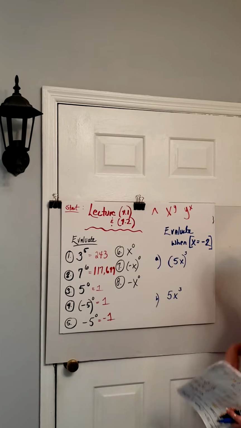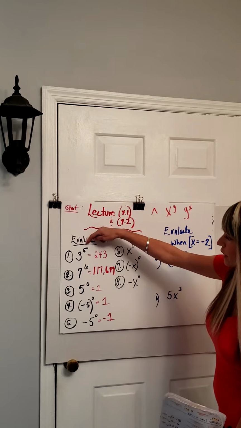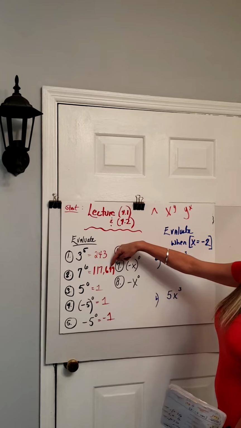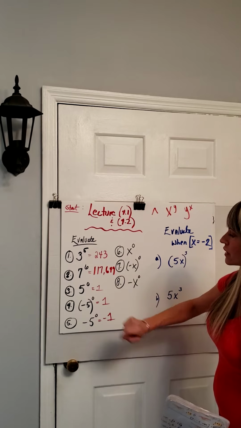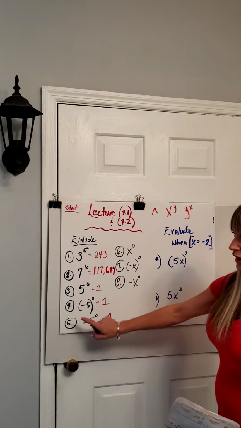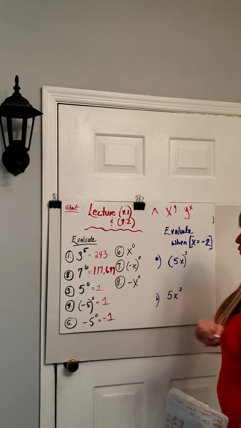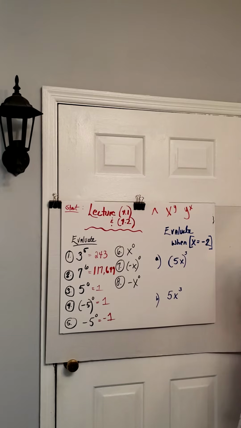Okay. All right, so we got 243 for 3 to the 5th. We got 117,649 from 7 to the 6th power. 5 to the 0 is 1. Negative 5 to the 0 is 1. And the opposite of 5 to the 0 is negative 1. Anything to the 0 power is 1.